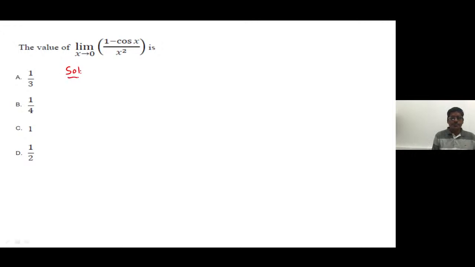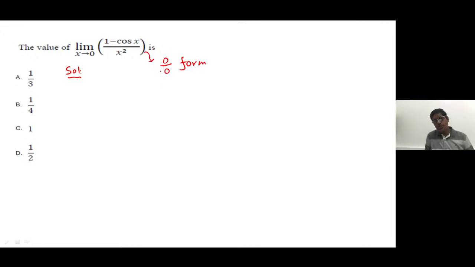Solution. When I put x equal to 0, if you do not remember this standard limit formula, then the procedure is to substitute the x value in the given function, direct substitution. So put x equal to 0: cos 0 is 1, 1 minus 1 is 0, x square is 0 square, 0. So 0 by 0. This becomes 0 by 0 form, that is the first indeterminate form.